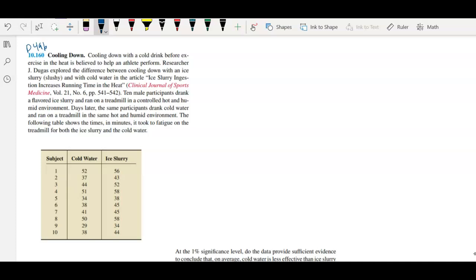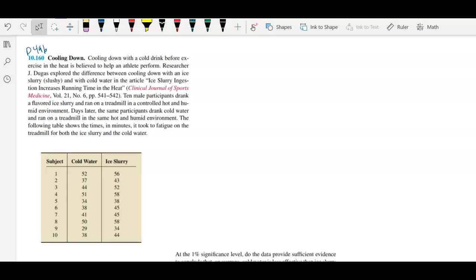They used only males in this case, and they looked at what happened when they drank the slurry. Then they ran them through the same scenario with the same hot and humid environment, and looked at what happened when they drank just the cold water. Ultimately what they found was how much time in minutes it took to fatigue on the treadmill after they took the slurry drink, and then the same scenario after they had the cold water.